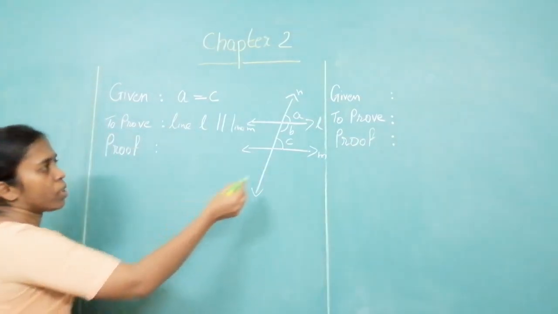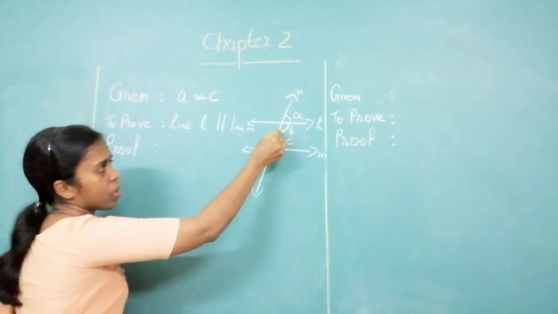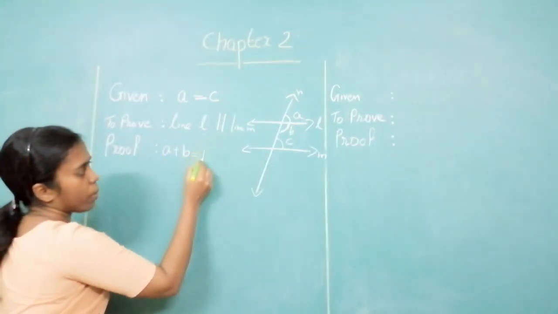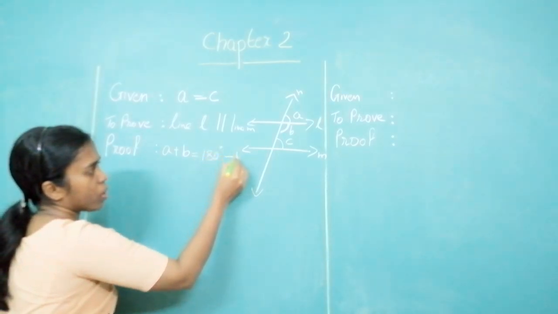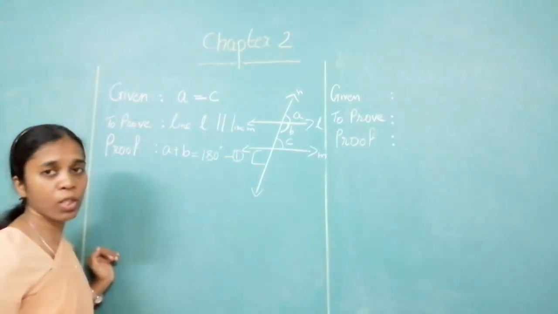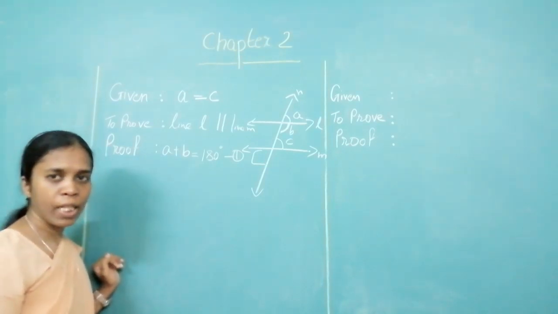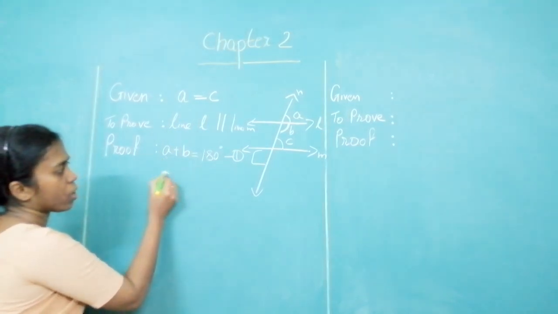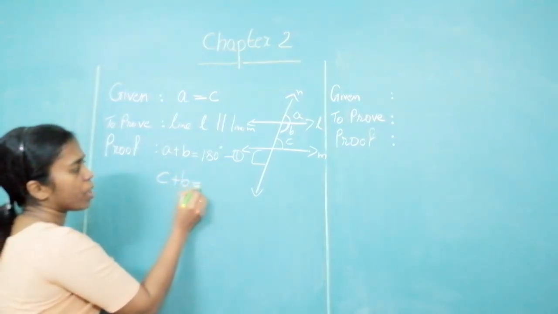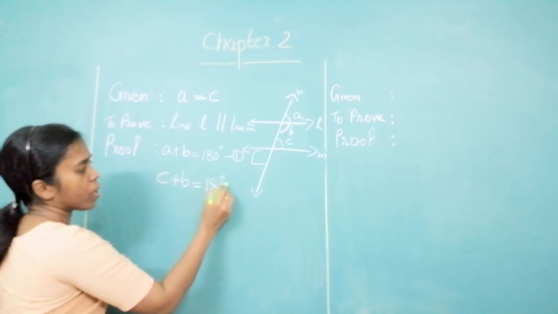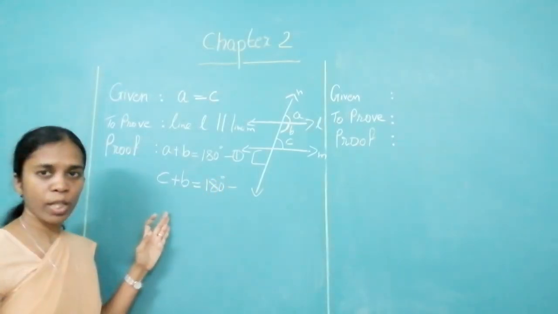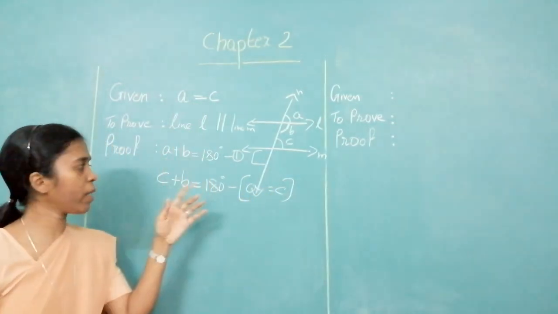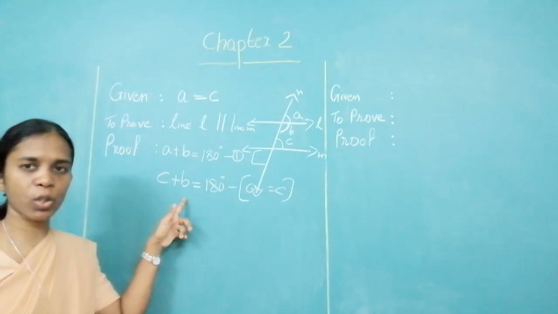So, what do you do over here? Same like last time. Consider A plus B equal to. What can you say about A plus B? 180 degree. First equation. Why do you say that A plus B is equal to 180 degree? Because it is a linear pair. Now look here. You know that A is equal to C. So you can replace this. So you will get C plus B equal to 180 degree. Since A is equal to C, that is given to you, I have just replaced A and I got C plus B is equal to 180 degree.